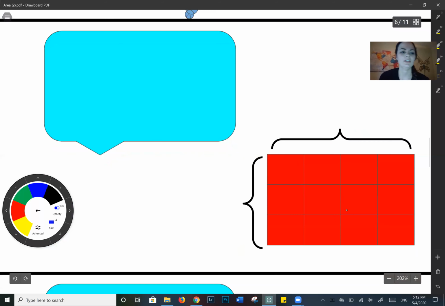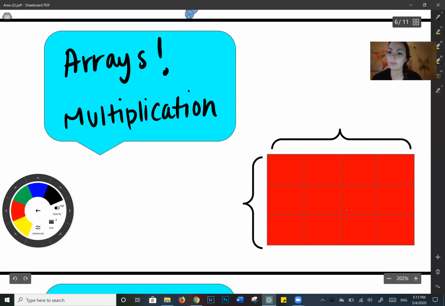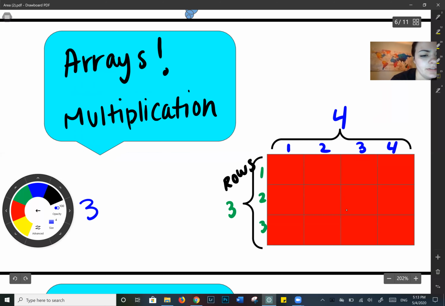So if you remember in class, we did something called arrays, and that was for multiplication. That's what we're going to use here to help us find our area a lot faster. So if I do 1, 2, 3, I have 3 rows. This is rows, by the way, guys. Let's write rows. And then I have 1, 2, 3, 4 in each. If I did 3 groups of 4 equals how much? Some of you will say 12, and if you did, great job.